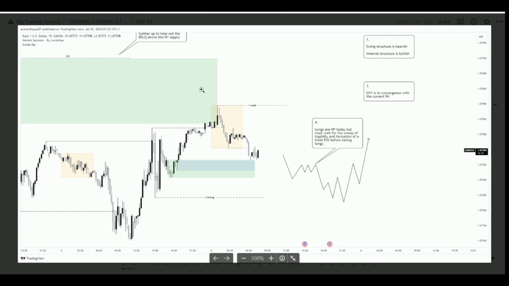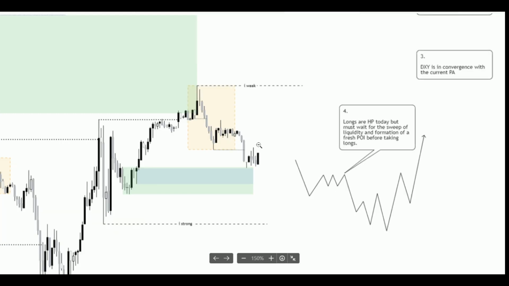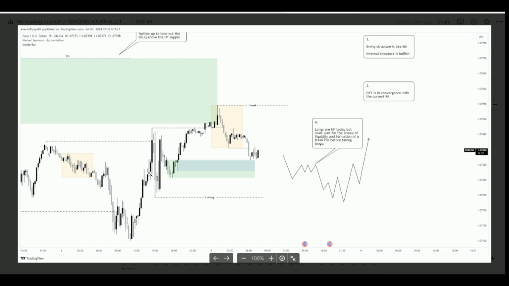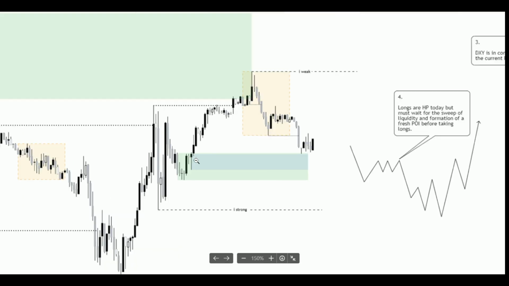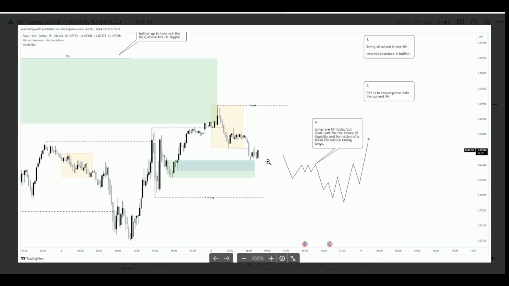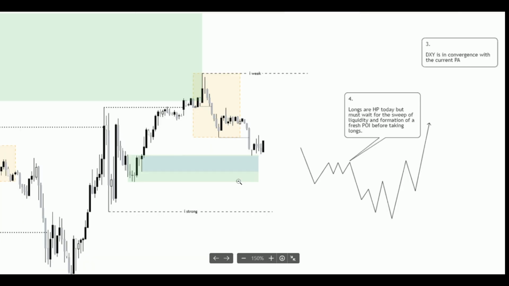This is information you already know: the price is going to go up to take out this buy side liquidity. So the longs are high probability today, but we must wait for the sweep of liquidity and formation of a fresh POI before taking longs. I was not willing to take trades from this POI because it was formed late in the session and it does not meet my POI criteria. So I was not interested in trading in this POI.